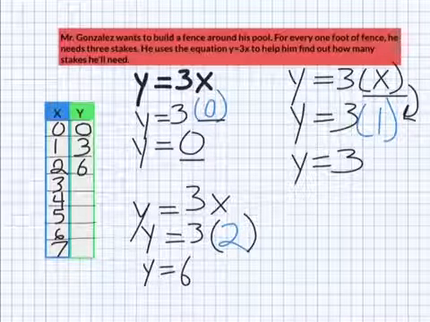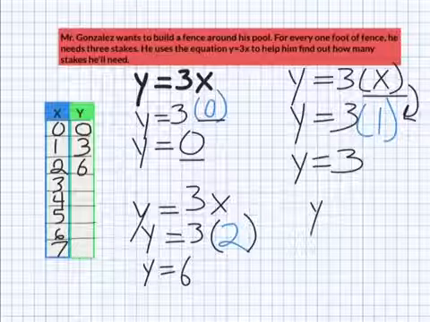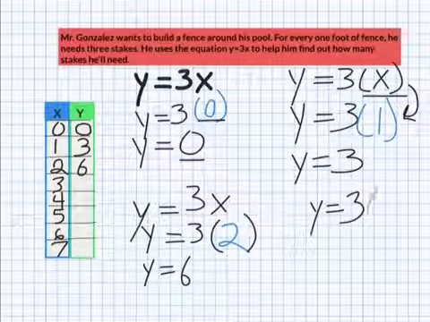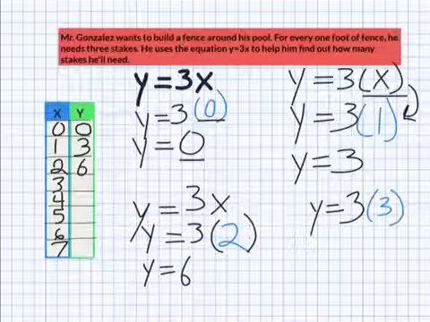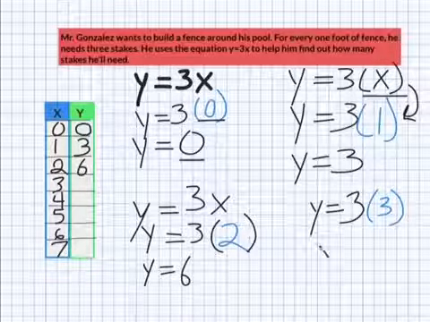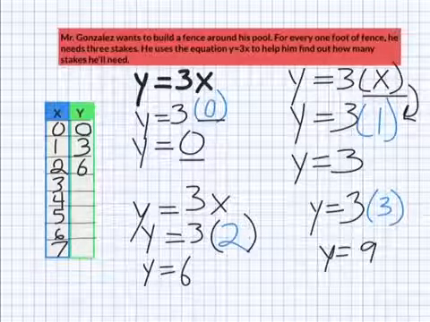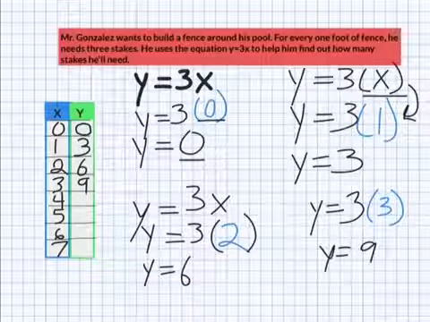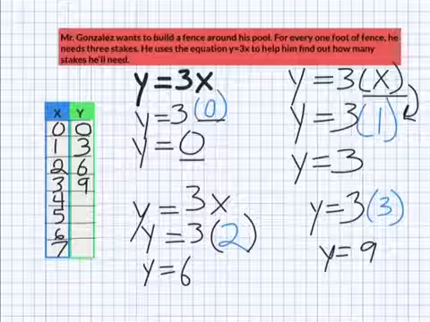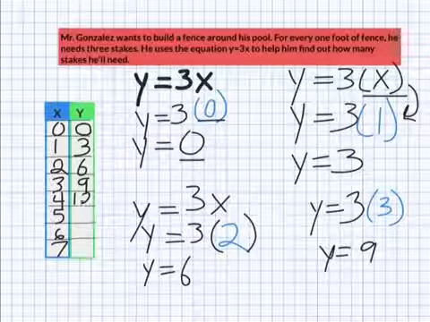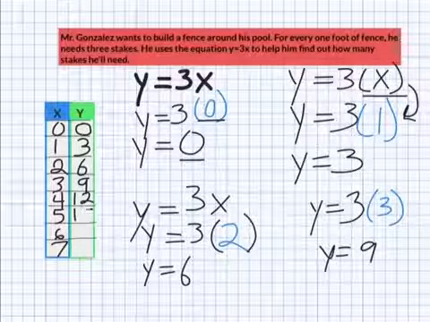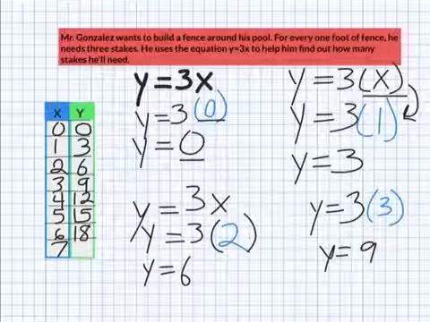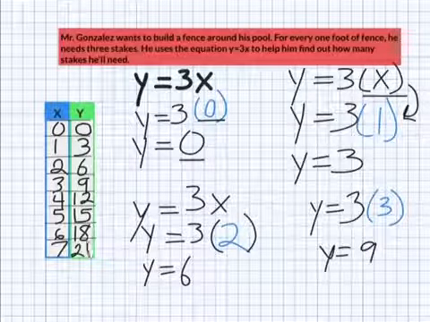I wonder if you're starting to notice a pattern. Well, let's see what y will be equal to when we make our x 3. We multiply 3 times 3, so y is equal to 9. I notice a pattern. We're multiplying our x by 3 to figure out what our y is. So that means when x is 4, y is 12, and when x is 5, y is 15, and when x is 6, y is 18, and when x is 7, y is 21.